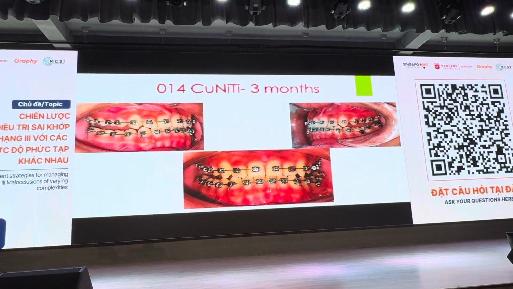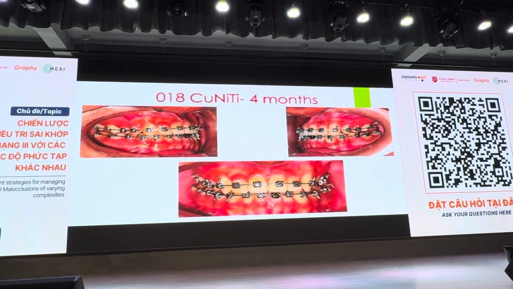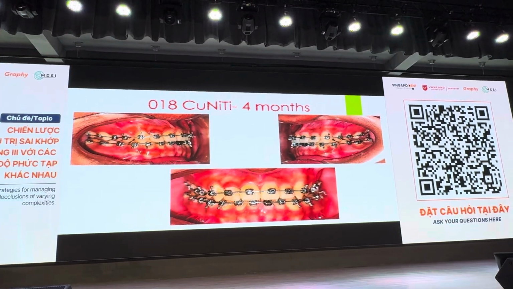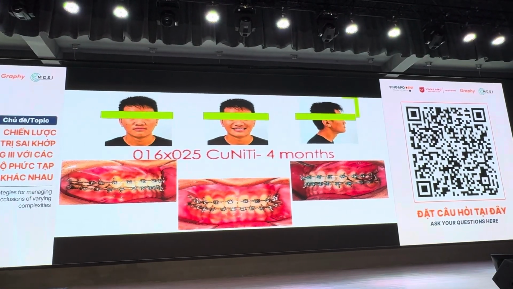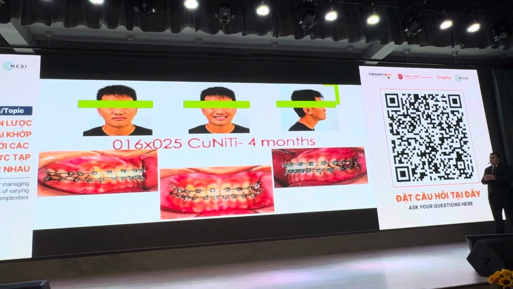On another 4 months, you can start to see on the right side the occlusion settle more. So now we're just waiting for the other side. Then another 4 months on the 16 and 25, you can see the bite settling down on the right side.